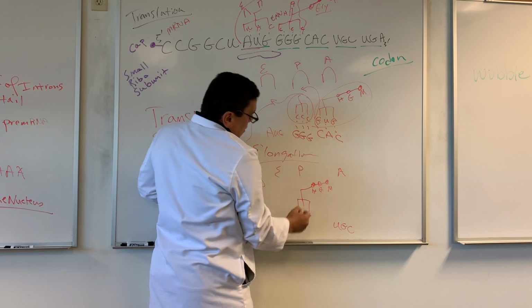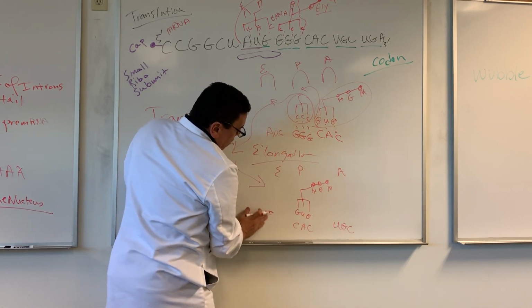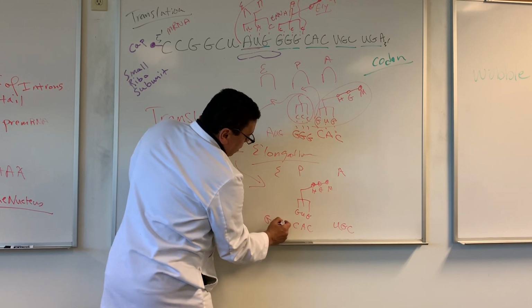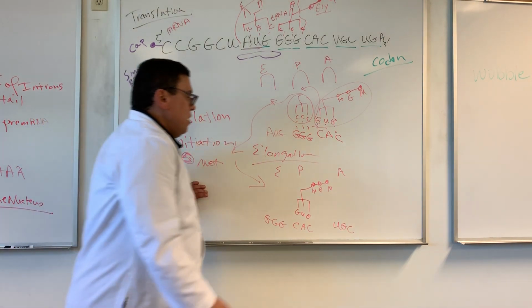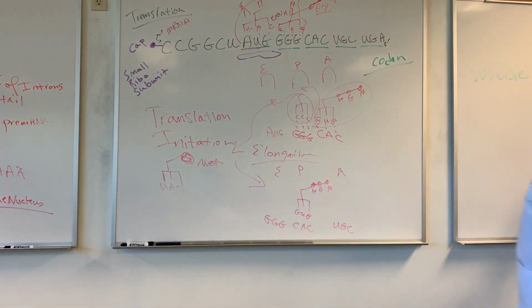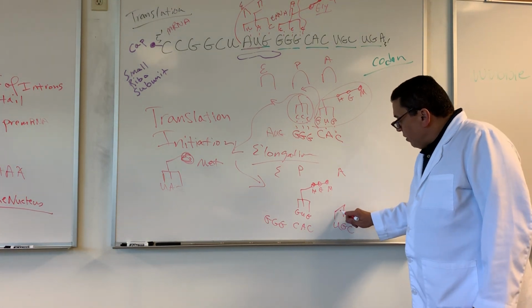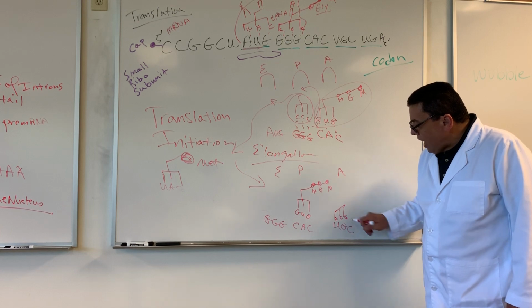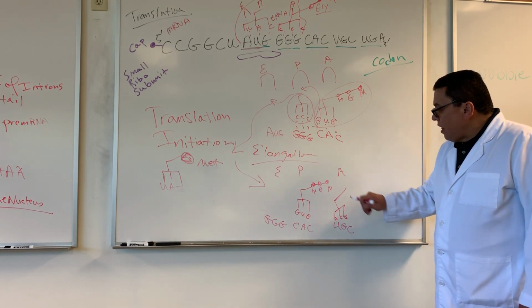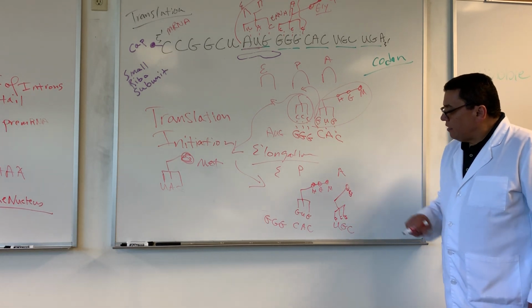UGC is here, now CAC is here, and GGG is here. Oh boy. You gotta watch a video on this. Now, the next tRNA comes in loaded with cysteine. The next tRNA will come in, and that's going to be the ACG anticodon, and that's going to have the cysteine.